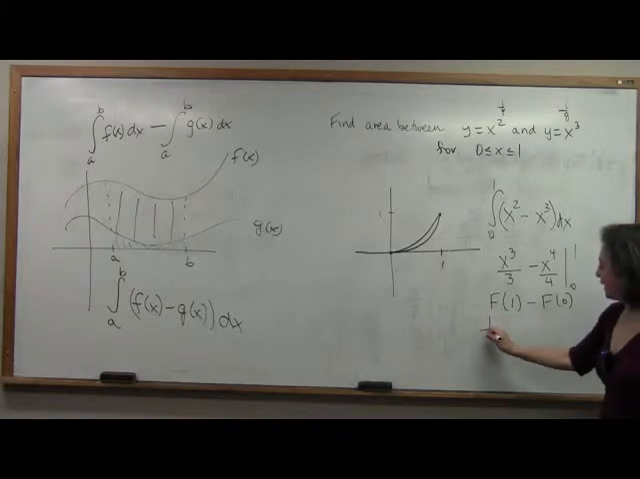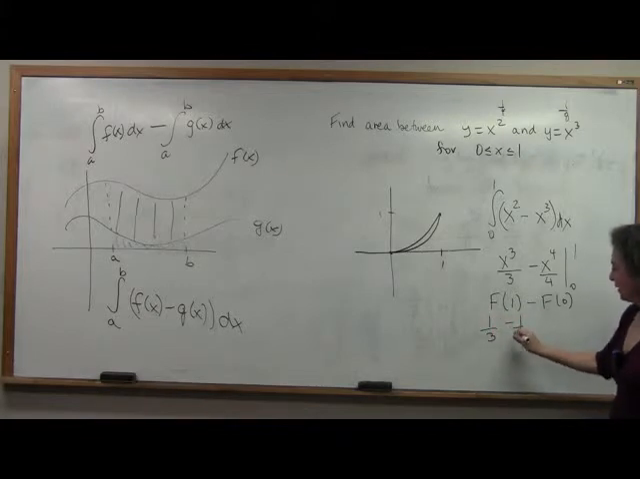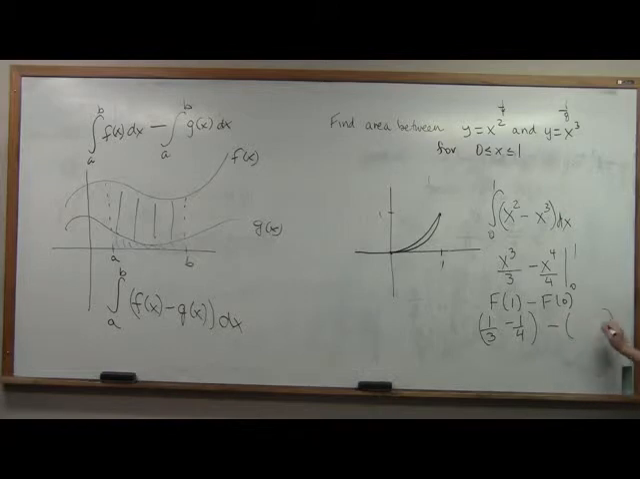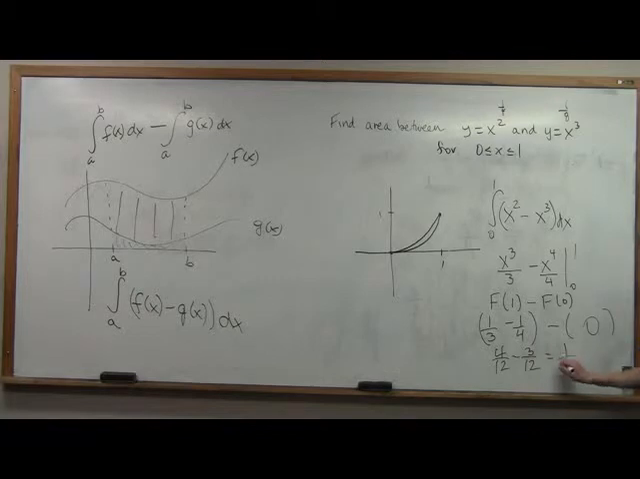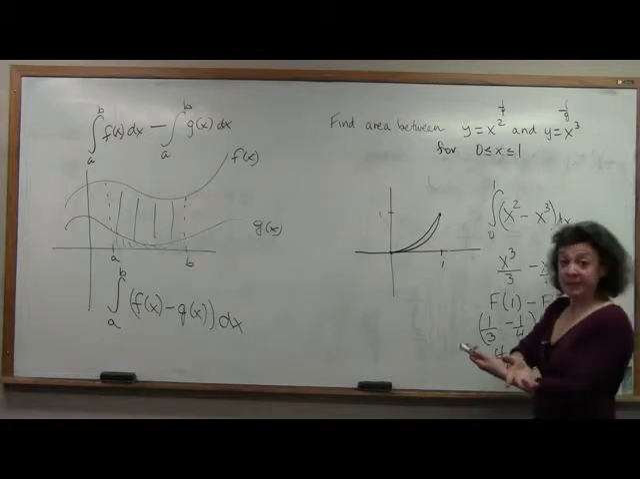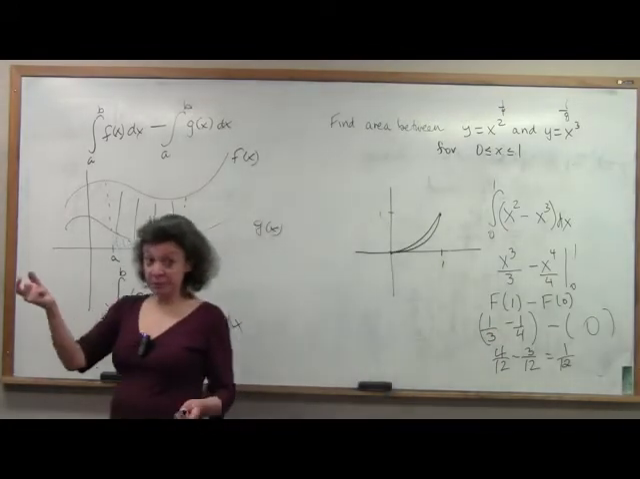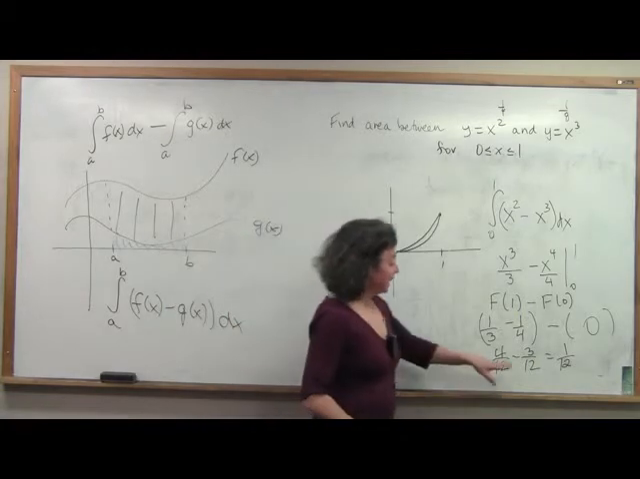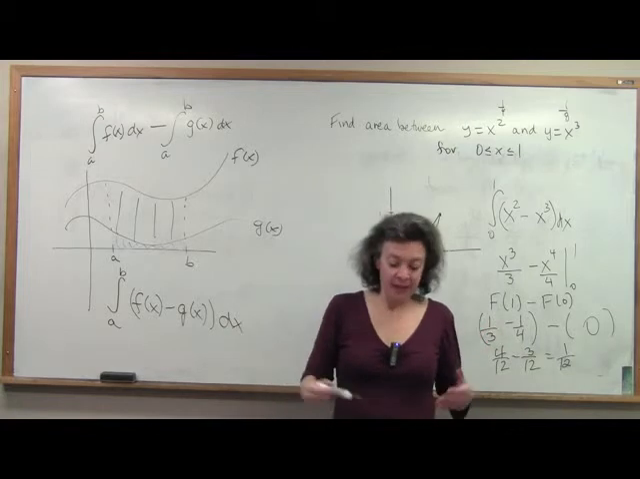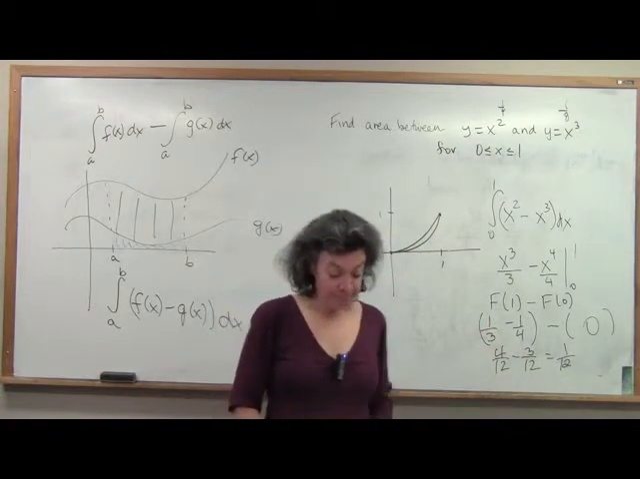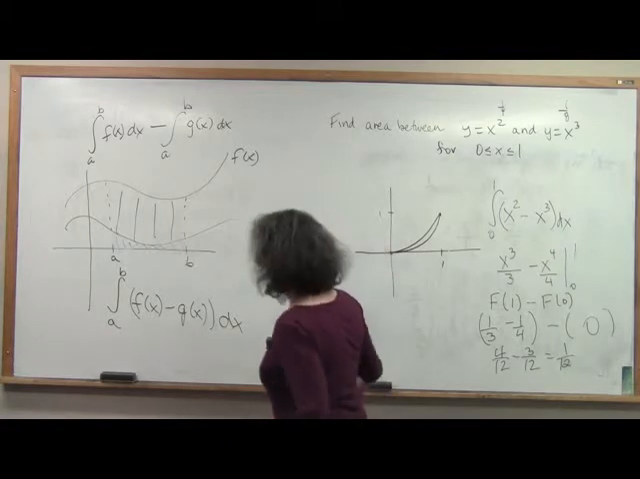If I plug in 1, I get 1/3 minus 1/4. And I claim if I plug in 0, I just get a 0. So what do we have? We have 4/12 minus 3/12. So the area is 1/12. Now, if we had mixed those up and we thought that x cubed was larger, what you would end up getting is a negative 1/12 here, and that should be like a red alert that you mixed them up. Okay? So let's look at this one now.